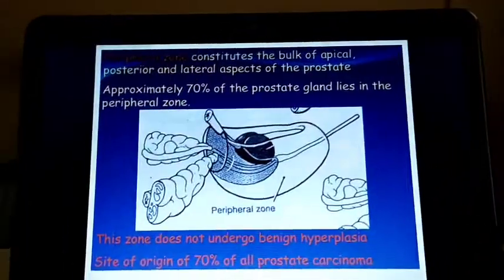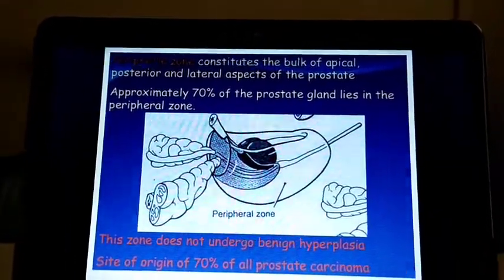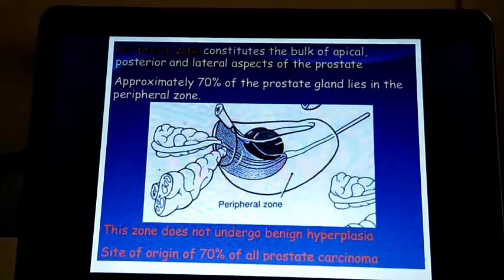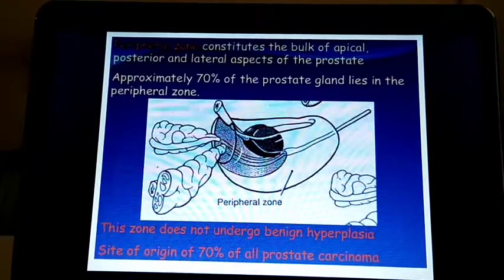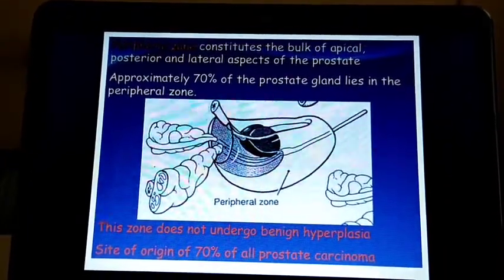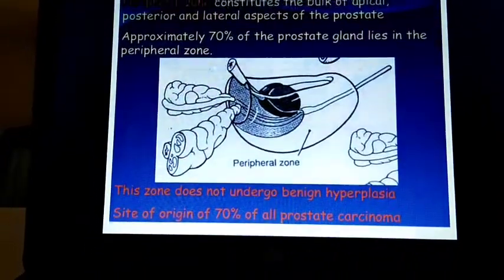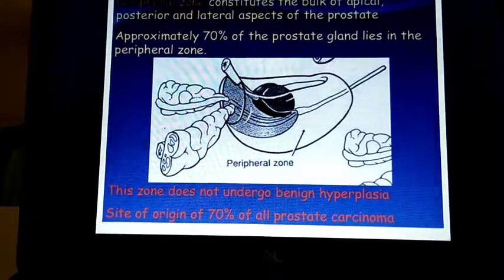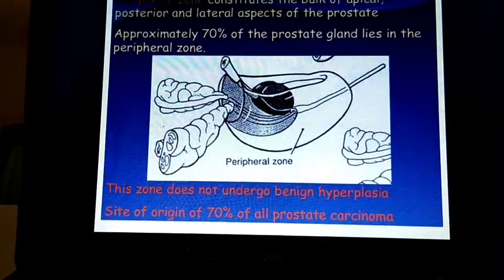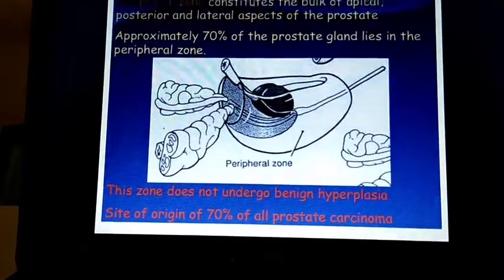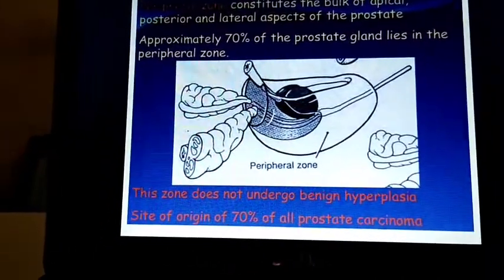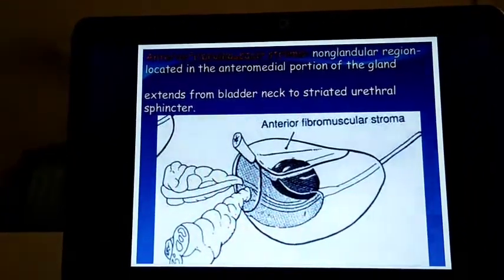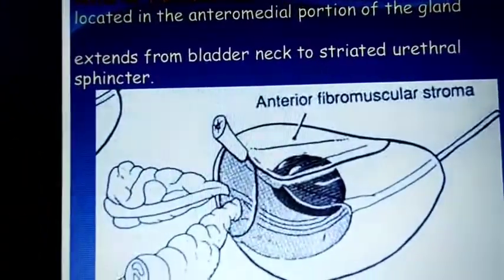The peripheral zone constitutes the bulk of the apical, posterior and lateral aspects of the prostate. Approximately 70% of the prostate gland lies in the peripheral zone. This zone does not undergo benign hypertrophy, and it is the site of origin of 70% of all prostatic carcinoma, because it is glandular. Anterior fibromuscular stroma, you can see it there in this picture.